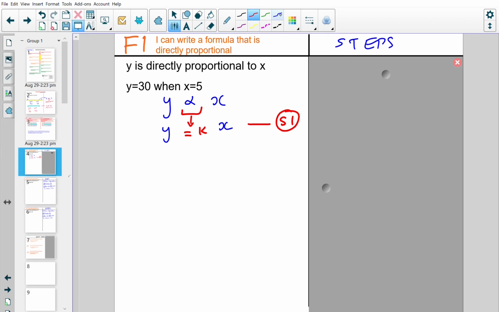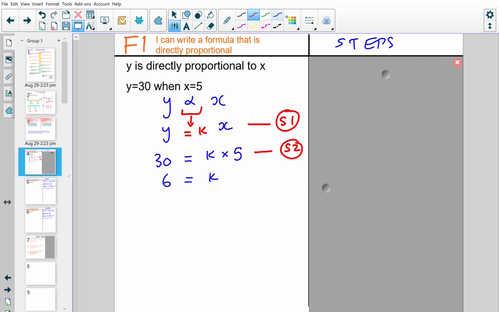Next, what I do is substitute the value of Y when Y equals 30. Remember your equal sign under equal sign. K is the constant that we're trying to find. So it's K multiplied by the value of X, which is 5. Kx means K multiplied by X. We do the inverse operation here on both sides, which is to divide by 5, so K would equal 6. The substitution part is my step 2.